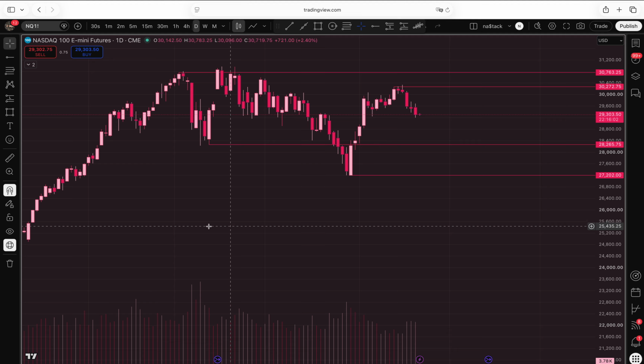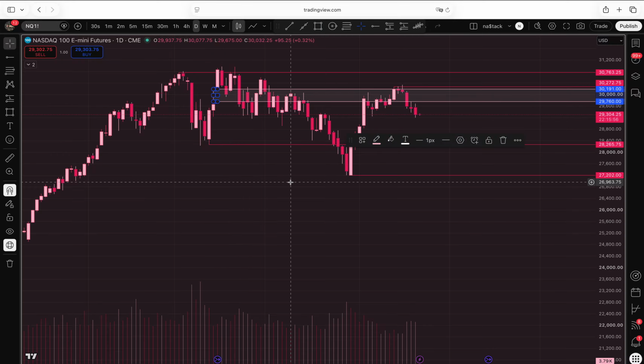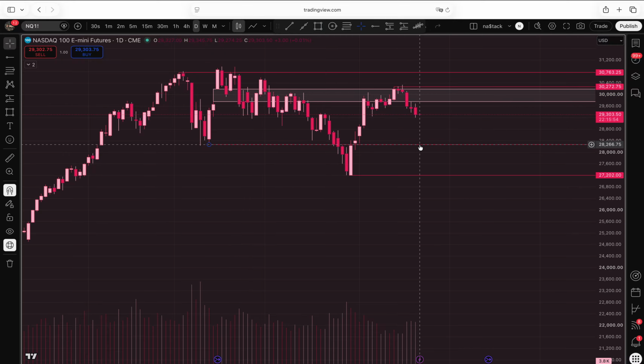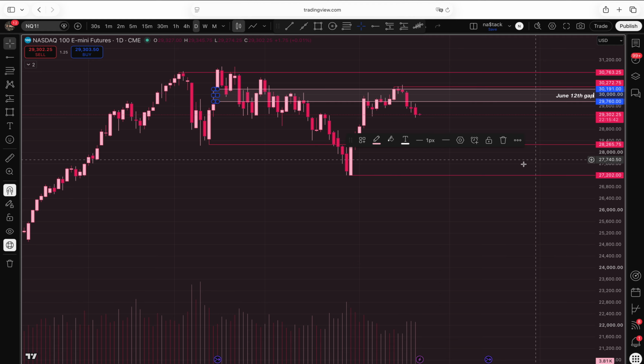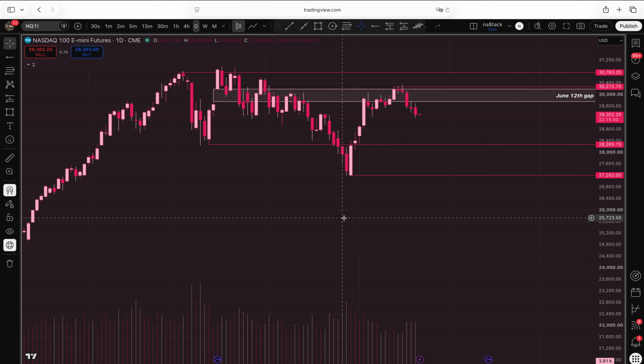So we're gonna mark the gap. And why are we on the daily? So we can mark the gap. This is the gap. If you need to label your gap, you can label it. And you can say June 12th gap. All right. So we have labeled the gap by using a rectangle.